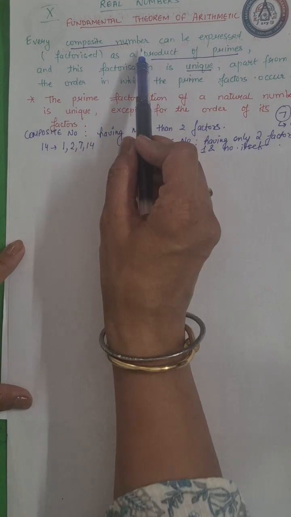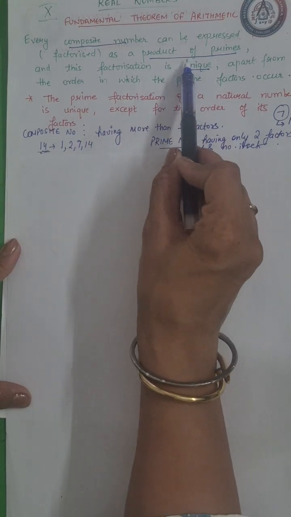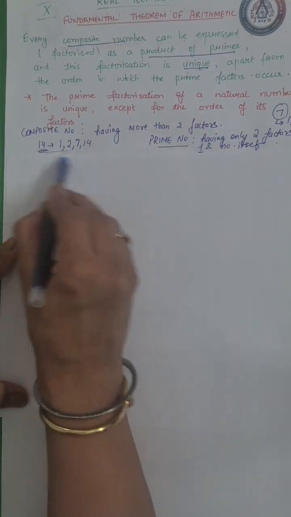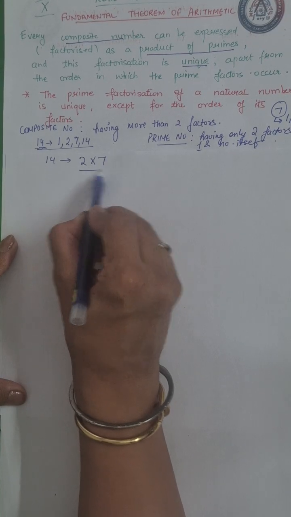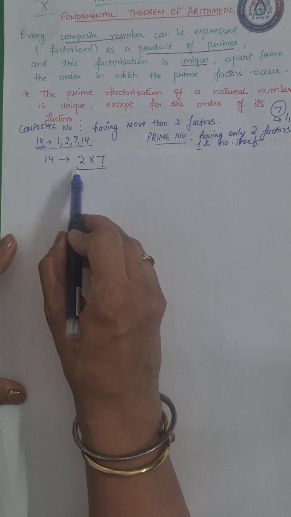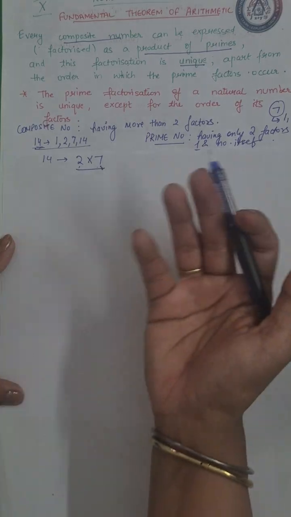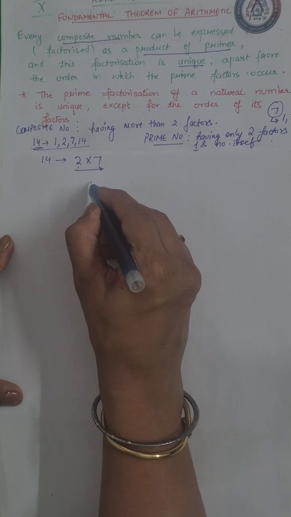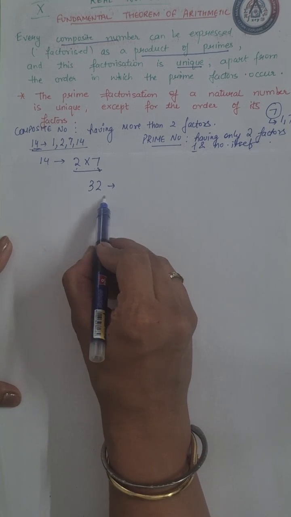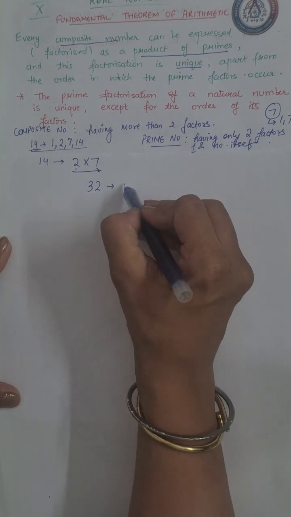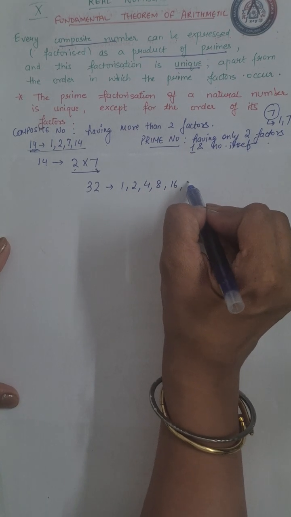It says every composite number. So every composite number like 14 can be expressed as a product of prime numbers. Now 14 can be written as 2 times 7. So both the numbers into which it has been divided are prime numbers. I can take another example. Let it be 32. When we get the factors of these, it will be 1, 2, 4, 8, 16 and 32.